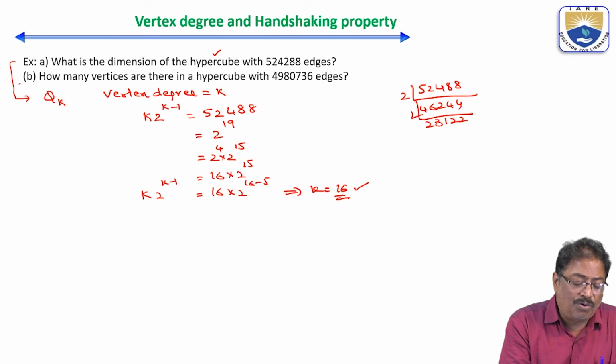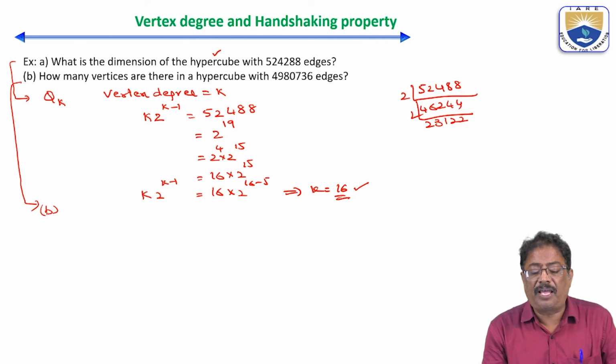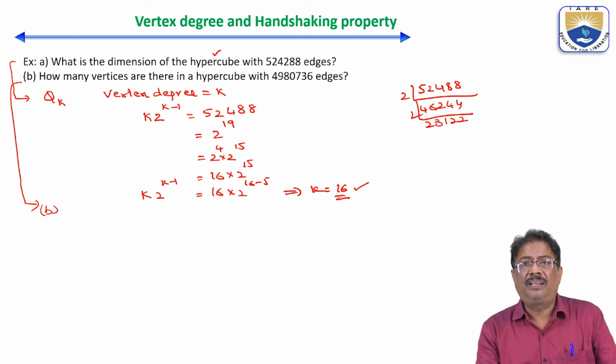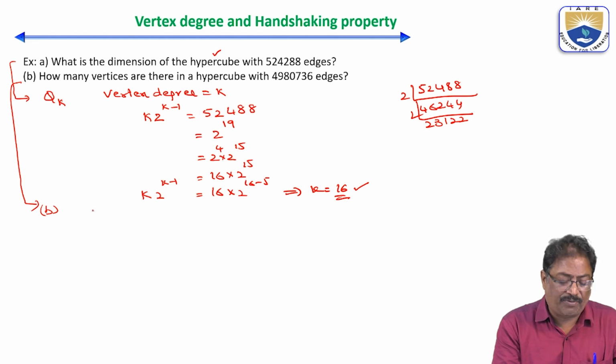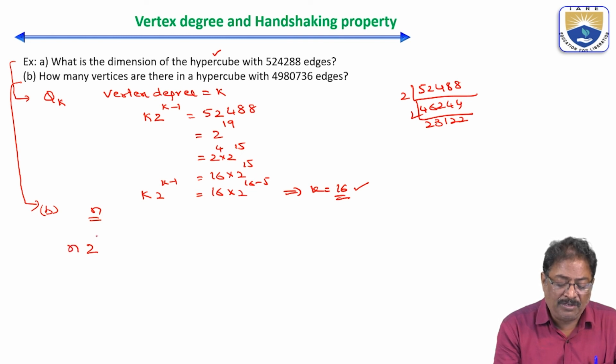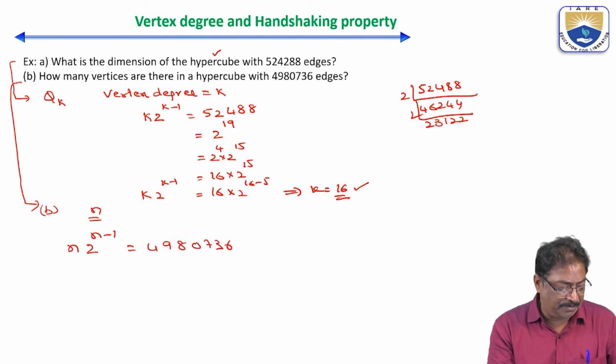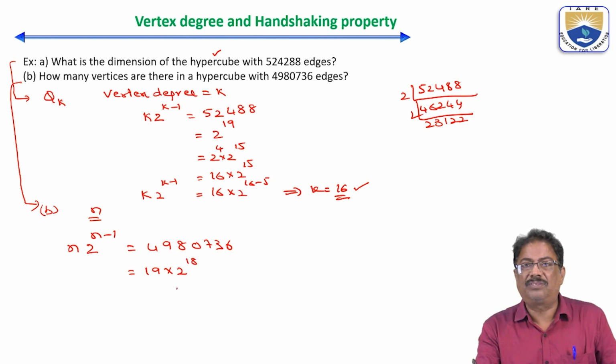Now let us go for the other one in the same way. Part B: how many vertices are there in the hypercube? Edges are given. Let the number of vertices be n. Then the sum of the degrees of all vertices is n times 2 to the power of n minus 1, which equals 4980736 edges. Once again, this can be written as 19 into 2 to the power of 18, just by using factors.